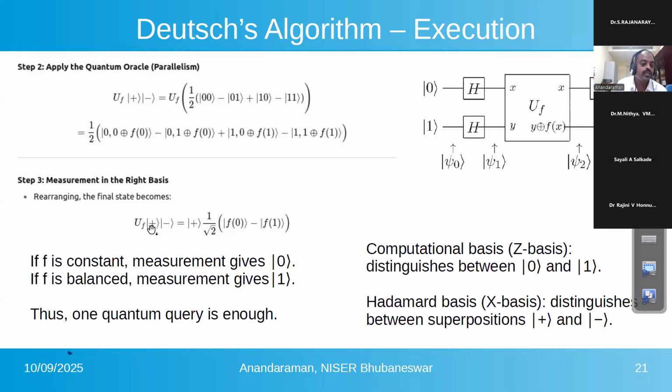So here, finally it converts like this. Okay. So for example, if f of 0 is equal to f of 1, that is called constant. If f of 0 is not equal to f of 1, then it is balanced.